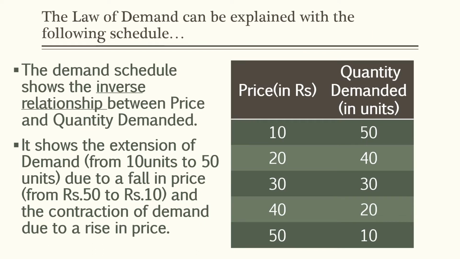The law of demand can be explained with the following schedule or table. The demand schedule shows the inverse relationship between price and quantity demanded. It shows the extension of demand from 10 to 50 units due to a fall in price from 50 to rupees 10 and the contraction of demand due to a rise in price.